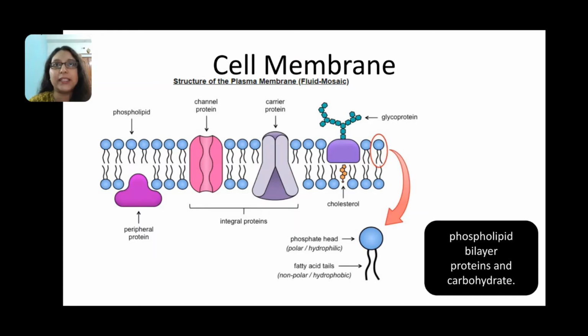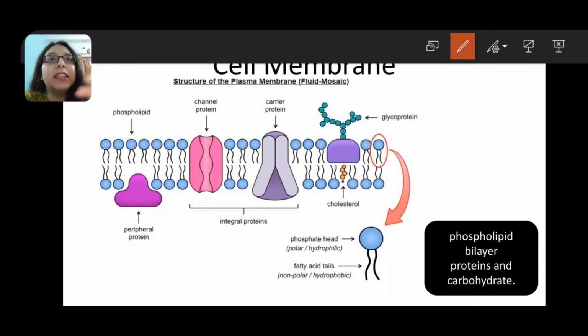What do I mean when I say that it is a bilayer? As we can see in this picture, this is one layer and this is the other layer. So it is a phospholipid bilayer. Each phospholipid has a head, which is the phosphate head, and a tail, which is made up of fatty acid. The phosphate head is the polar head and the tail portion is the non-polar portion. That we have to remember. That is, the round heads are the polar heads and the tails are the non-polar tails.